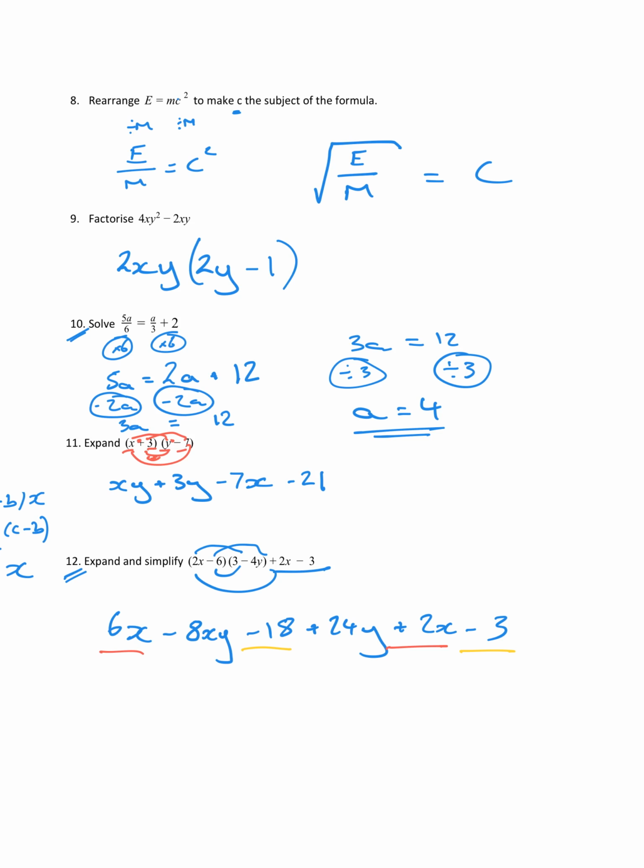So 6x plus another 2x gives me 8x's. Minus 8xy is unaffected. Minus 18 take away another 3 is minus 21. And my 24y is unaffected. And there's my final answer. And there we are, done for our algebra to start us off.